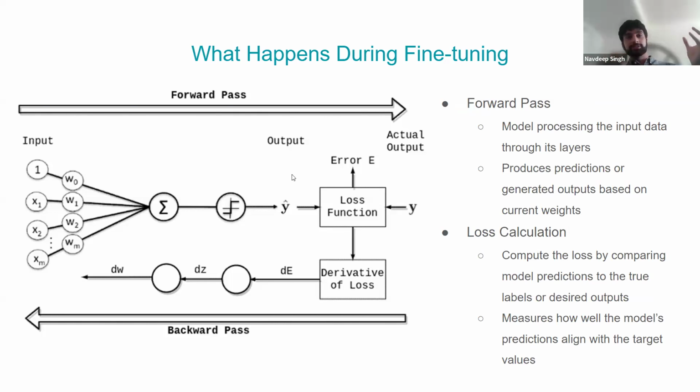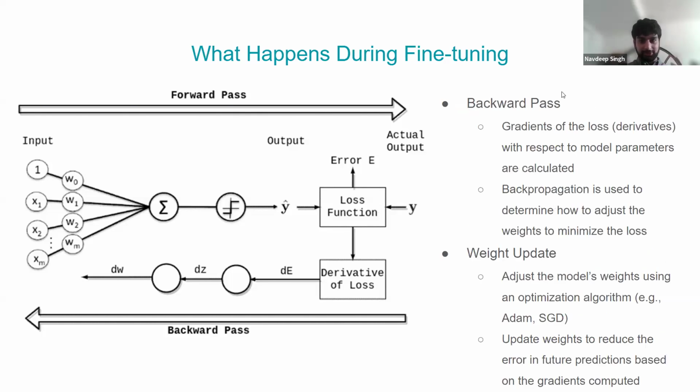But the data set also has an output, the ground truth output, what the model should be able to predict given the input we provided. So we can compare the output to the actual output and create a loss, right? This is essentially comparing the model's predictions to the true labels or desired output, and a measure of how well the model's predictions align with the target value.